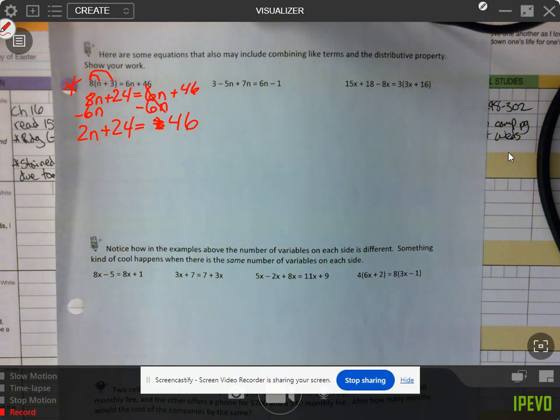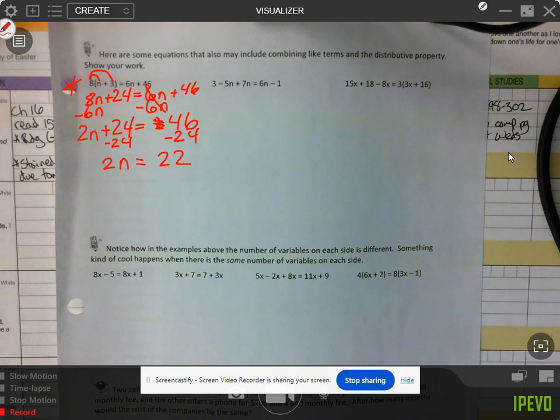What is my next step? Grayson. 24 minus 24 and 26 minus 24. I'm going to subtract that 24 out of both sides. So now I have variable on one side, constant on my other side. Am I done? Variable equals the constant.